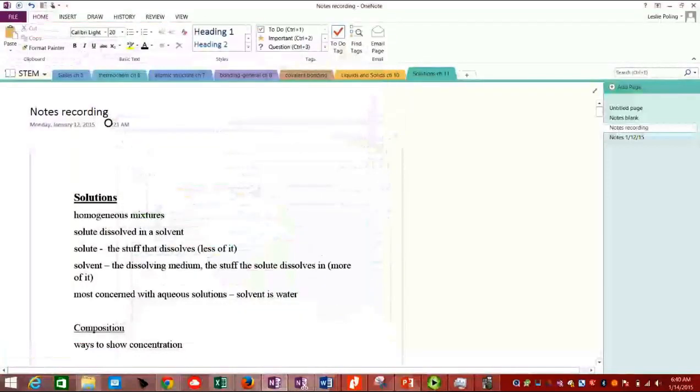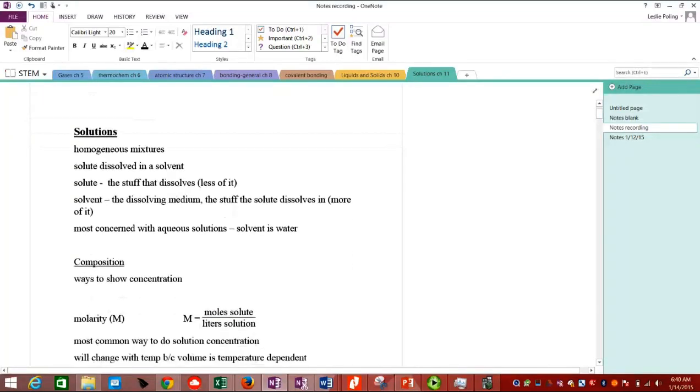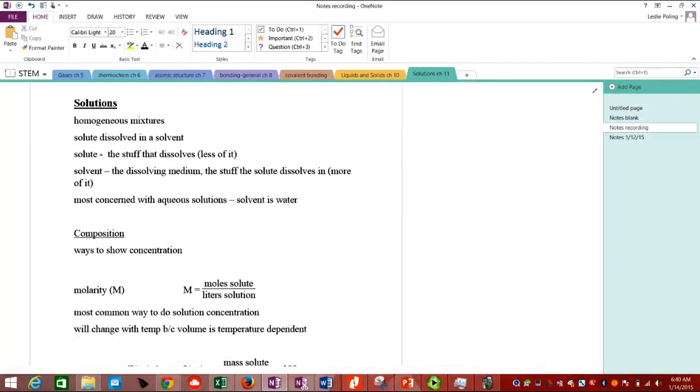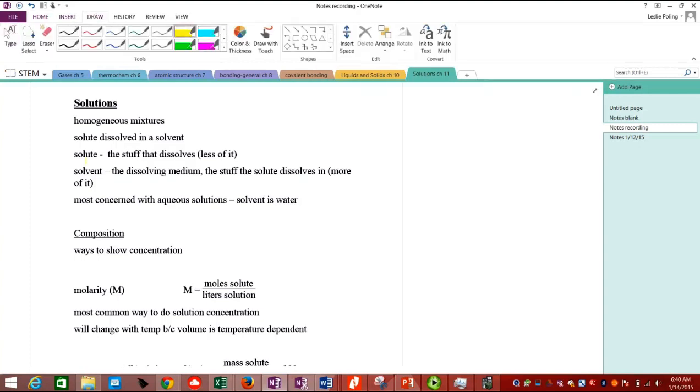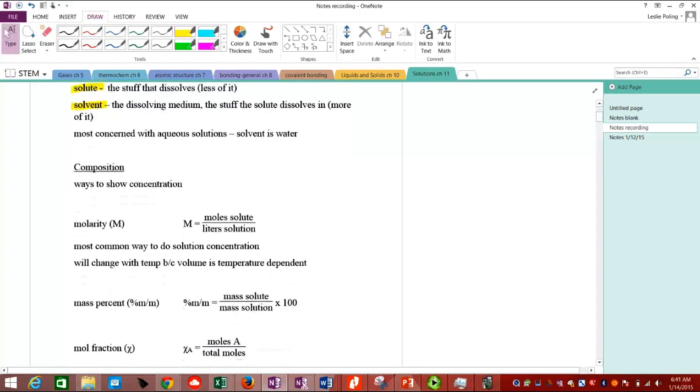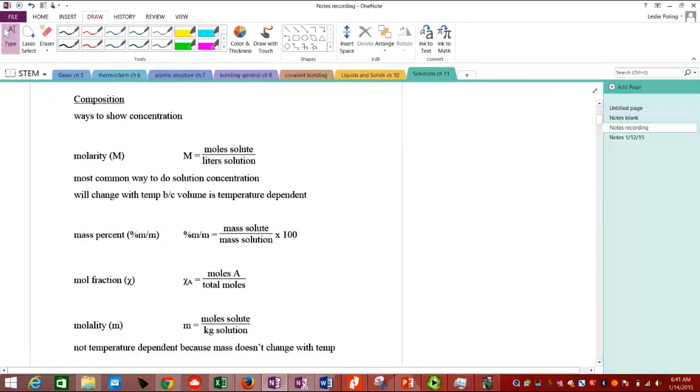Okay, so this is the first segment of notes on solutions. We've got some definitions here, and it's very, very important that you keep track of what is your solute and what is your solvent. Now, we did this first part in class the other day.